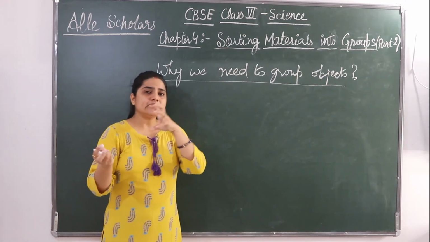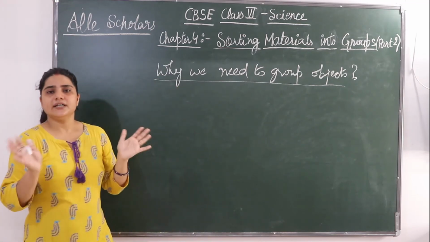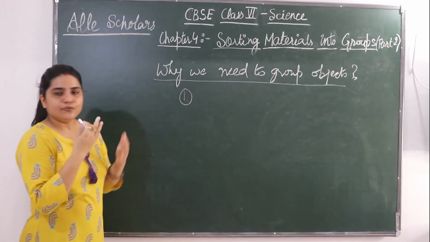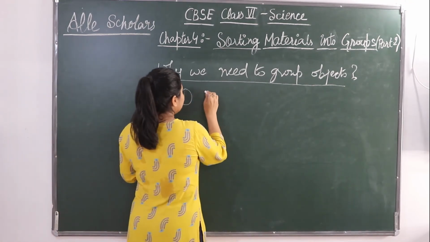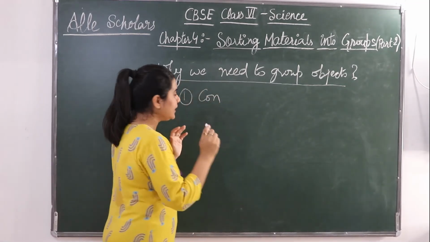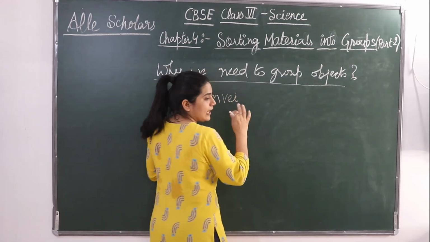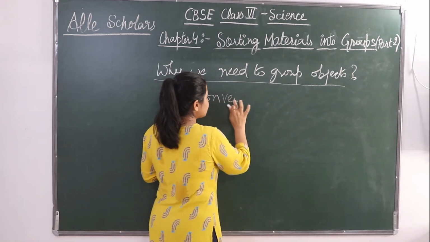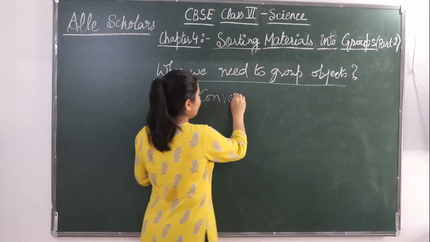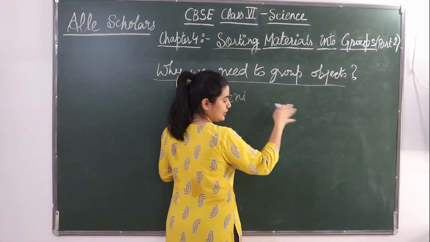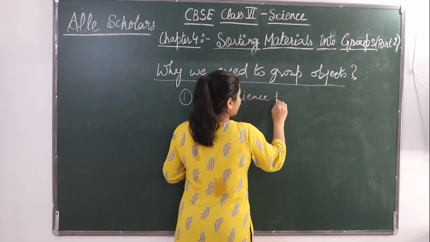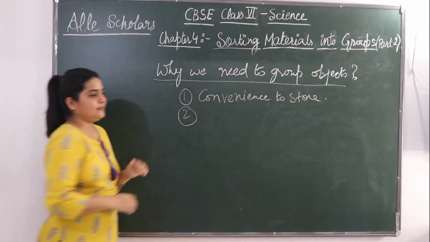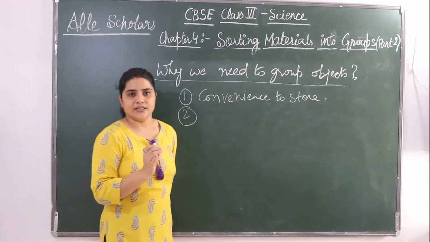Similarly, grouping is done everywhere. So the first benefit is convenience to store. It is very convenient to store anything if you have grouped it into different groups, with similar objects placed in one group and different objects in another. The second benefit is convenience to study.